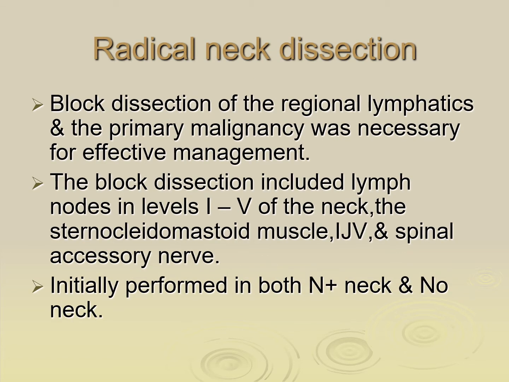So what do you mean by radical neck dissection? It's a block dissection of the regional lymphatics and the primary malignancy, which was necessary for effective management. The block dissection included lymph nodes from level 1 to 5 of the neck, along with the sternocleidomastoid muscle, IJV and sometimes the spinal accessory nerve, depending upon the case.